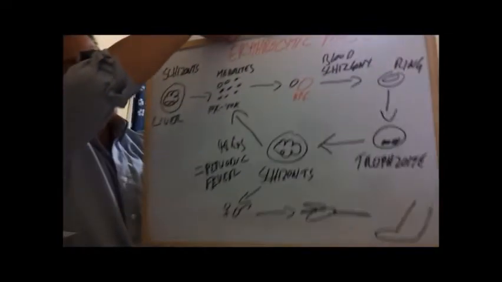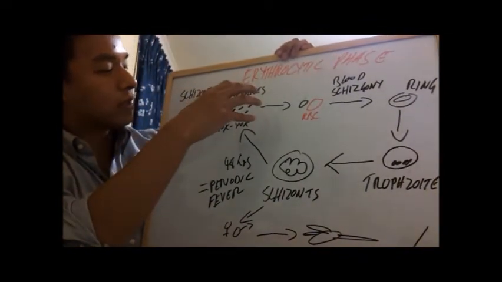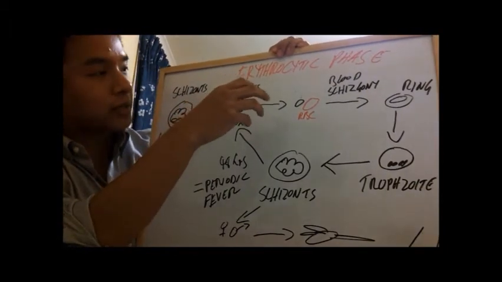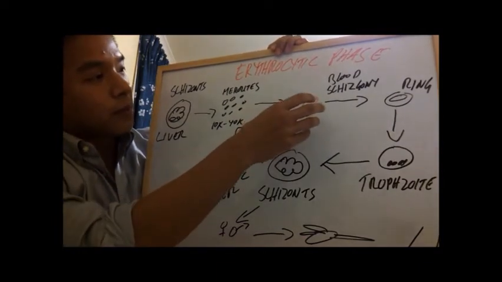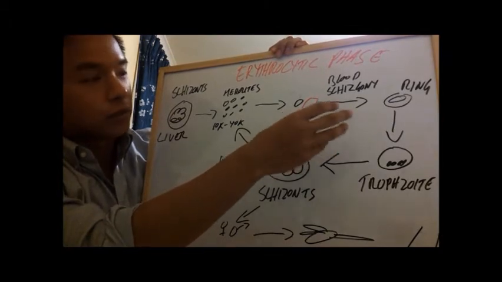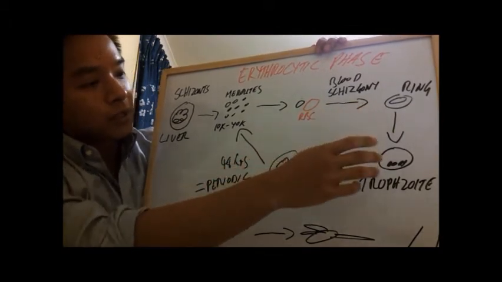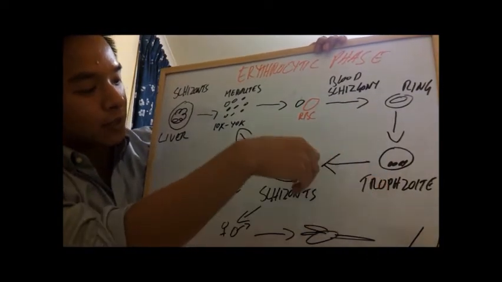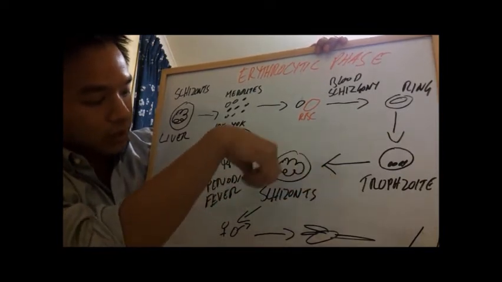In the erythrocytic phase, the schizont in the liver ruptures. That produces 10 to maybe 40,000 merozoites. These merozoites attack the red blood cells. When this happens, blood schizogony occurs, so the asexual fission again to reproduce more. This produces it in its ring form, which leads to the development of the trophozoite, and then finally we get another schizont.